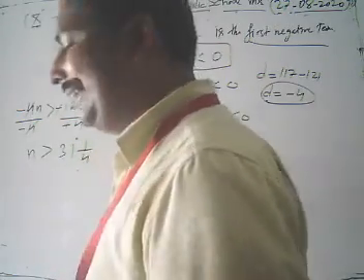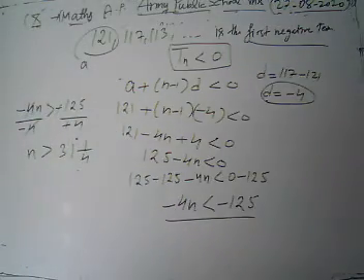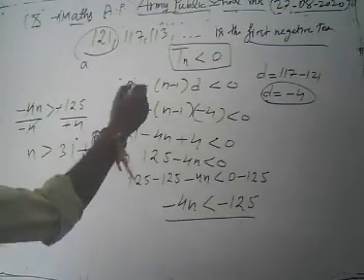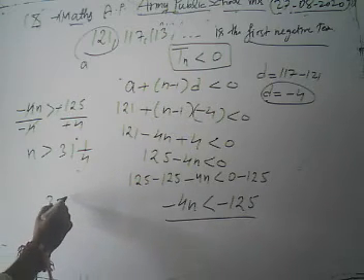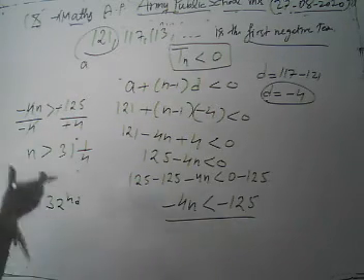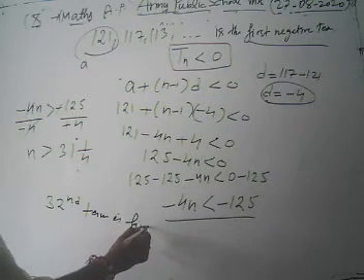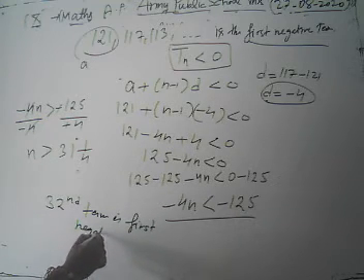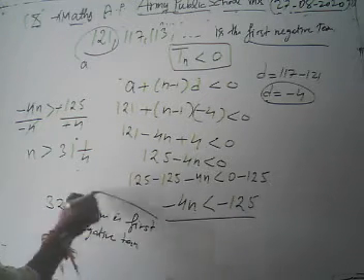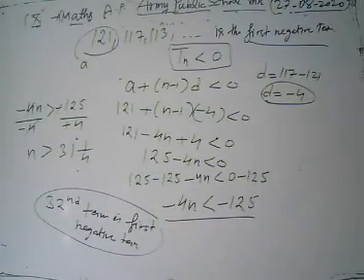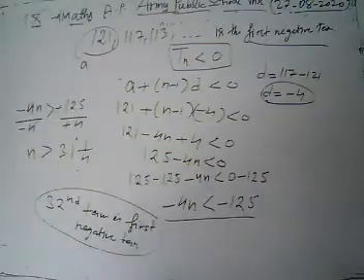Now n is greater than 31 and 1 by 4, meaning your term number must be greater than 31. Then what is our required answer? Which is the first negative term? The 32nd term. The 32nd term is the first negative term. This is our answer. The value of n is 32, so the 32nd term is the first negative term.